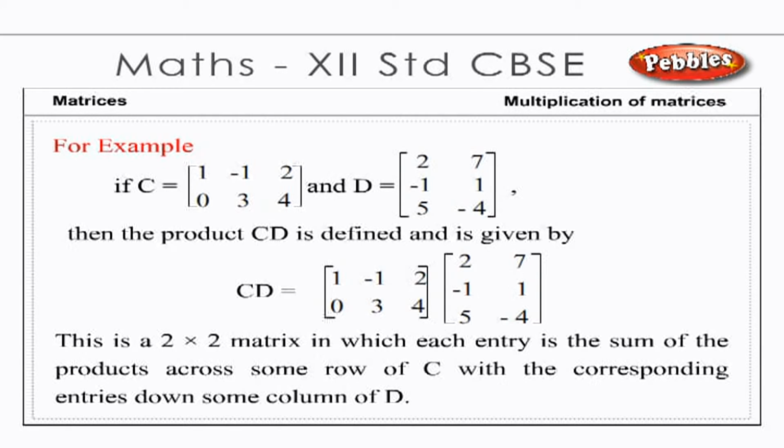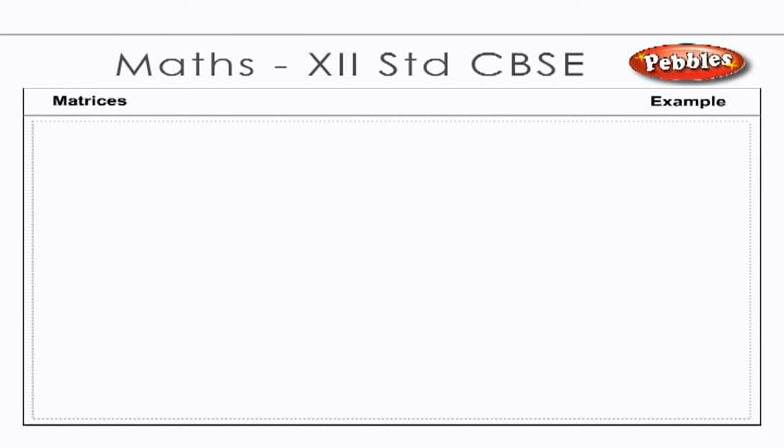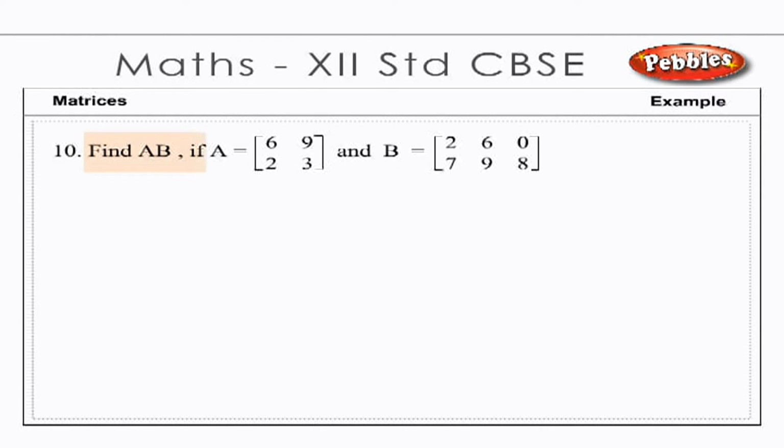This is a 2 into 2 matrix in which each entry is the sum of the products across some row of C with the corresponding entries down some column of D. Find AB if A is equal to matrix [6, 9; 2, 3] and B is equal to matrix [2, 6, 0; 7, 9, 8]. Solution.